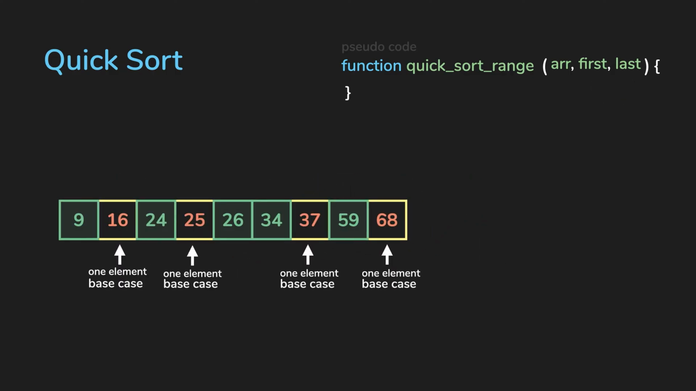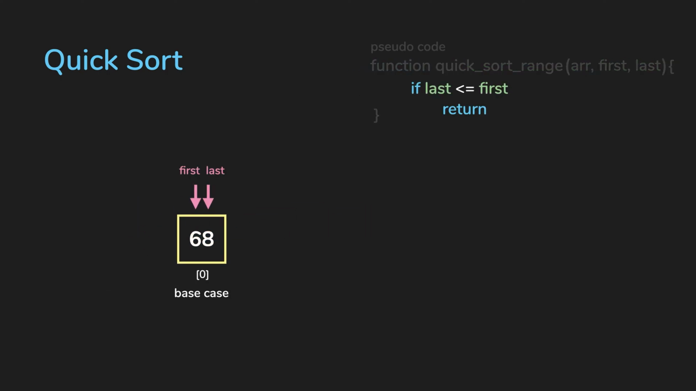So for all recursive functions, we have a base case. You can think of it as an obvious and simple case where we don't need to recurse anymore. In our function, the base case is if the subarray we're looking at only has 1 or 0 elements. So we'll add the if statement here and just return.